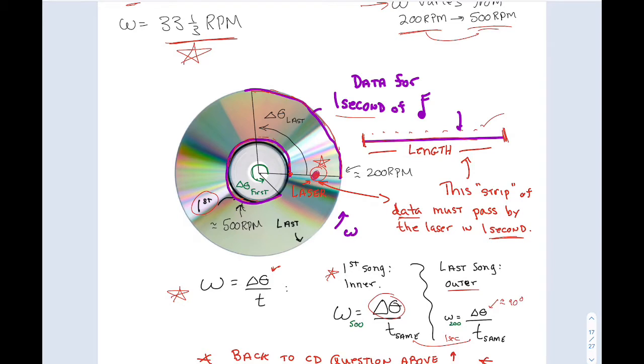So for the disc to play 1 second of music from the first song, it has to go almost all the way around. But to play 1 second of the last song on the outer part of the disc, it only has to go about a quarter of the way around. So it has to rotate really fast for the inner song, because it has to take that 1 second of music and rotate almost all the way around. So that's why the inner part of the CD, the first track, is going about 500 revolutions per minute. The outer track doesn't rotate as fast. It's only going about 200.